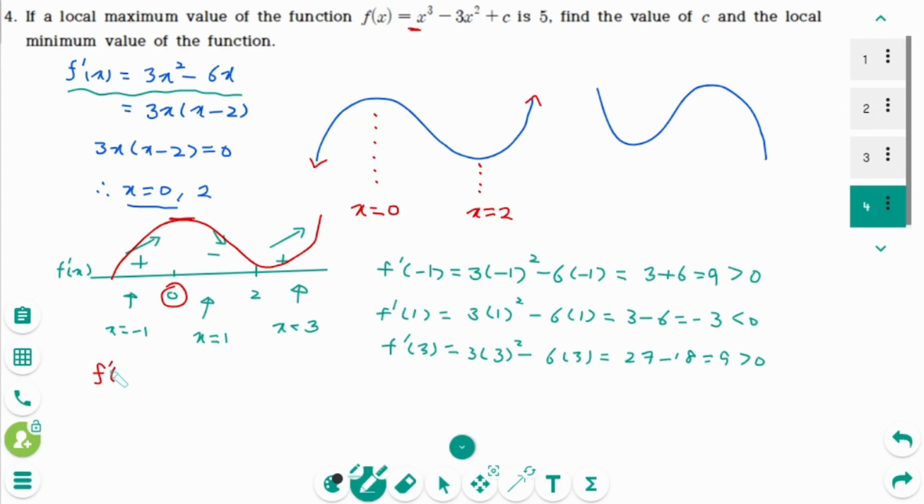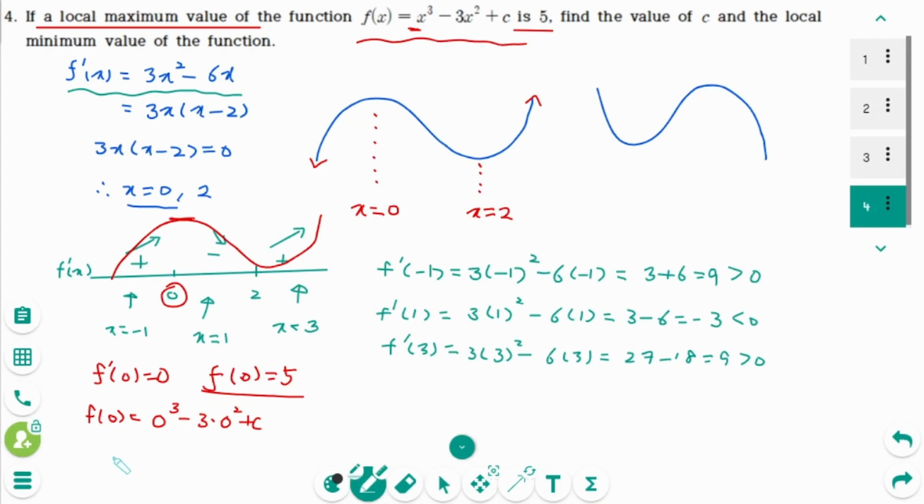That means f prime of 0 equals 0. The local maximum value is 5. Then f of 0 equals 5. Then f of 0 equals, use this, 0 cubed minus 3 times 0 squared plus c. And f of 0 equals 5. Then 5 equals 0 minus 0 plus c. That means c equals 5. Now f of x equals x cubed minus 3x squared plus 5 because of this one.